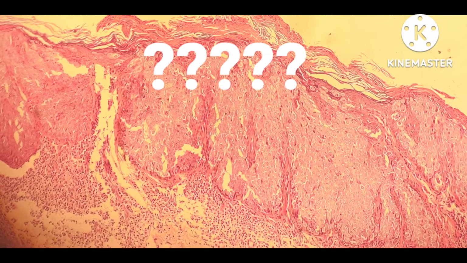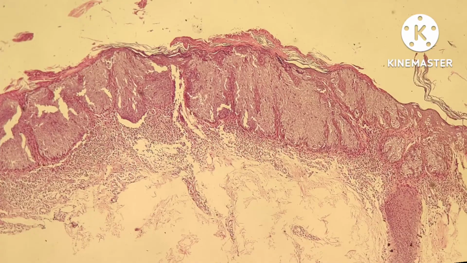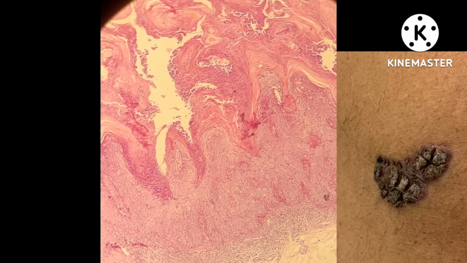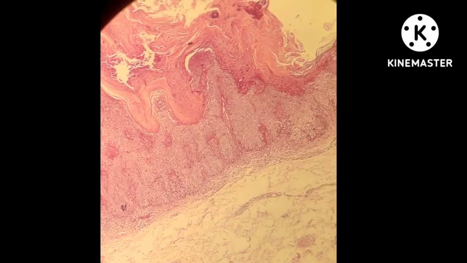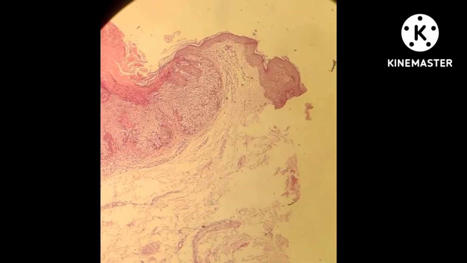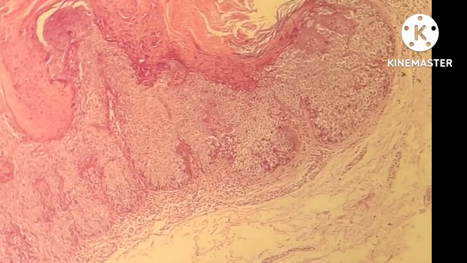Can you identify the changes here? This is a skin biopsy. See, there's a peculiar sign here. Look at the basal layer of cells. So this is how the lesion was, a verrucous pigmented lesion on the back from an elderly man.